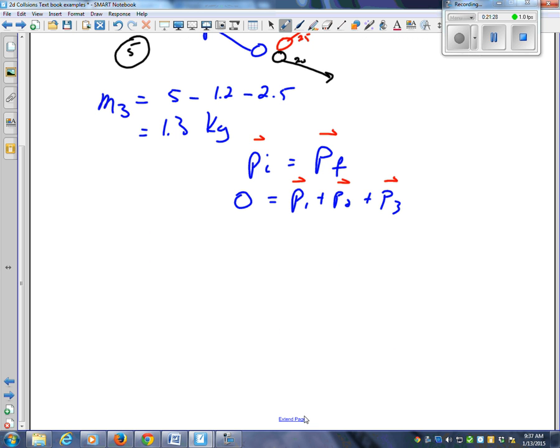So, if we work it up, PI would be P1I plus P2I plus P3I, but they're all starting at rest, so they're all 0. Now, since PI is equal to 0, that means then that the sum of the x components is 0, and the sum of the y components is also 0. And that's what we're going to use.